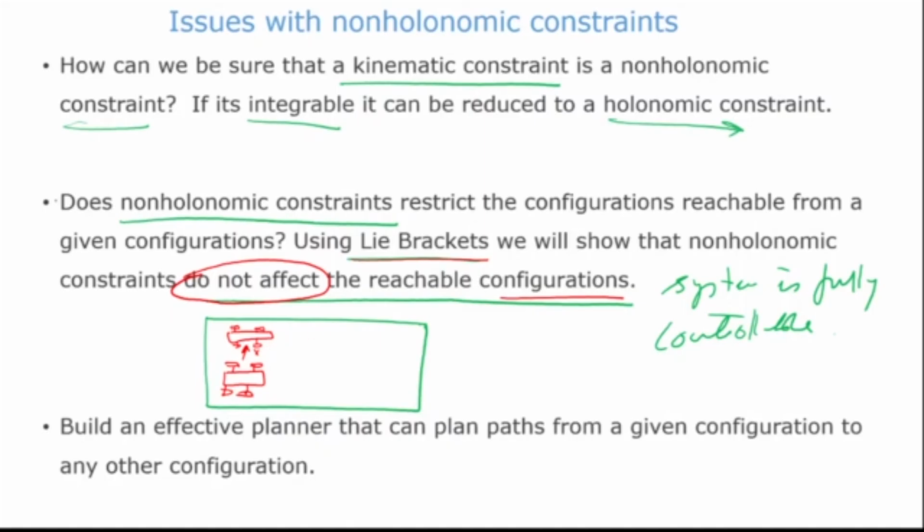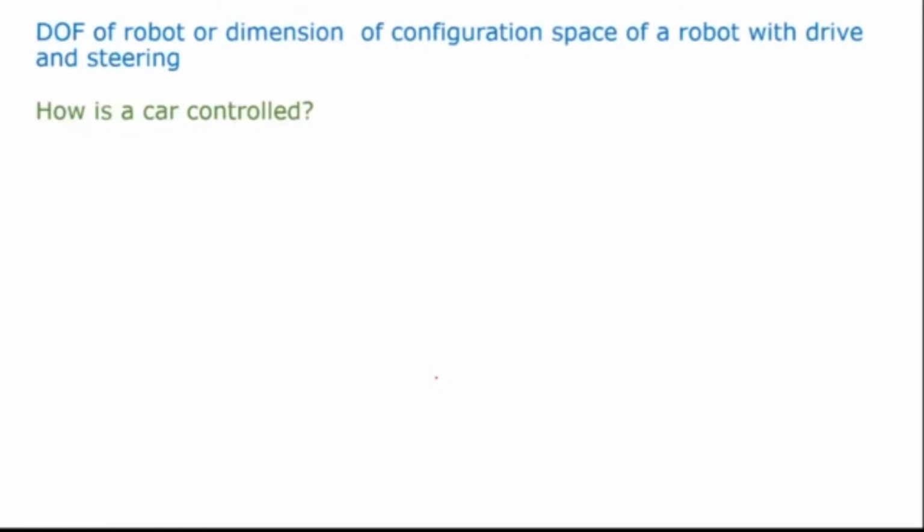So if that is the case, then we need to build an effective planner that can plan the paths from a given configuration to other configurations. It cannot go sideways, okay, but then I plan a number of paths which will take me from one configuration to another configuration in such a way that all configurations are reachable. Okay. Now, the degrees of freedom of a robot, or the dimension of the configuration space of a robot with drive and steering.